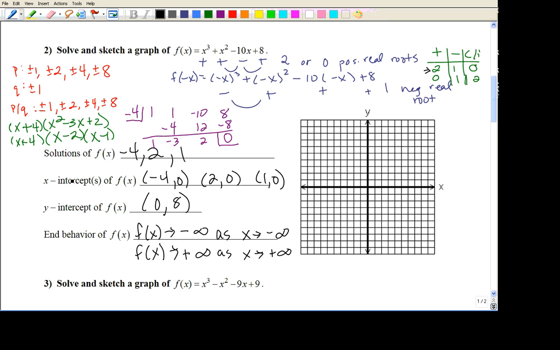So let's go ahead and plot these points. So we have 1, 2, 3, -4, 0, 2, 0, and 1, 0. The right side is going up. The left side will be going down. Oh, I guess we should also put our y-intercept. There we go. Okay, we don't have a multiplicity of any of our roots, so we just go through each of the points from left to right. There we go.